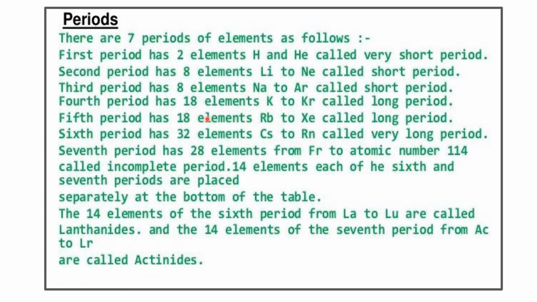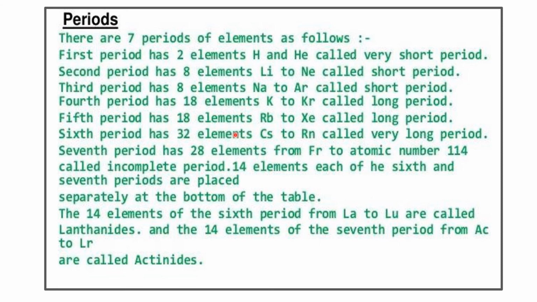The next is fourth period which has 18 elements and since it is having 18 elements it is known as long period, and the elements in this period are from potassium to krypton, atomic number 19 to 36. The next, fifth period, also has 18 elements with atomic number 37 ending with atomic number 54, xenon, and this is also known as long period.